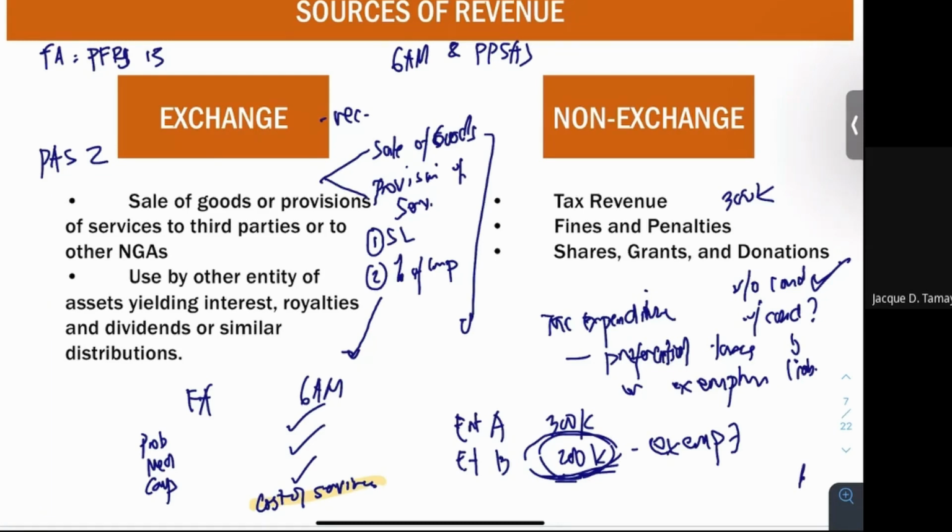And when can we recognize it as a revenue? When do we recognize it as a revenue? Once you meet the condition. Okay? So once you meet the condition, then you can now recognize that as a revenue.